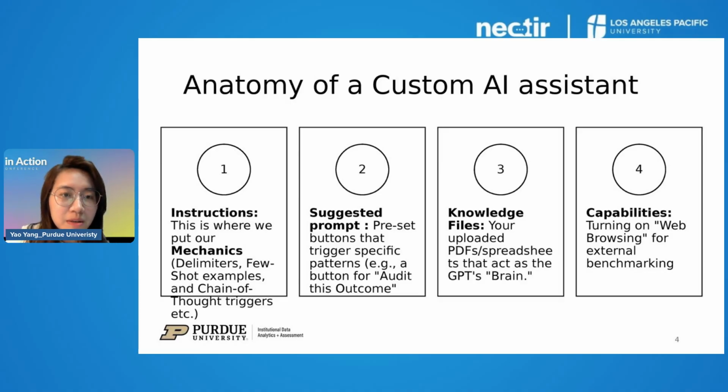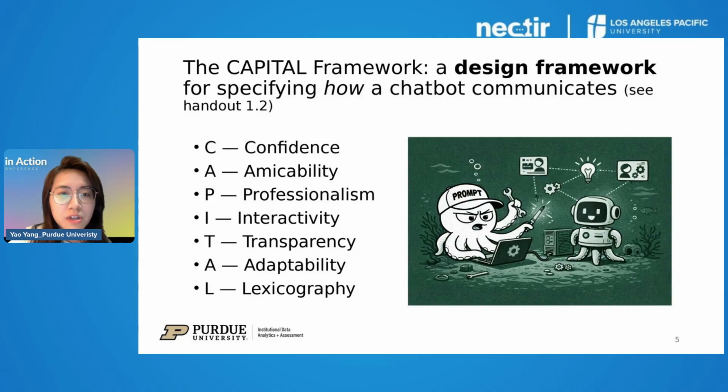And the fourth component is capabilities. This includes some additional functions such as web browsing that allow the assistant to bring in external information. So when we combine these 4 components, we move from a simple tool to a more structured and reusable AI assistant. Now I'm going to introduce a framework. I find it very helpful in building any kind of AI assistant in any kind of large language model. We call it the CAPITAL framework.